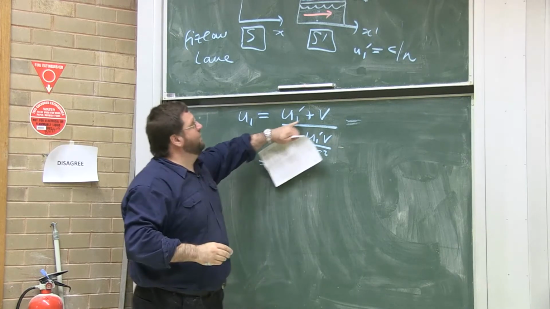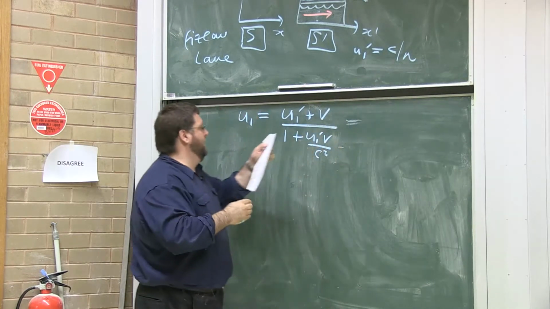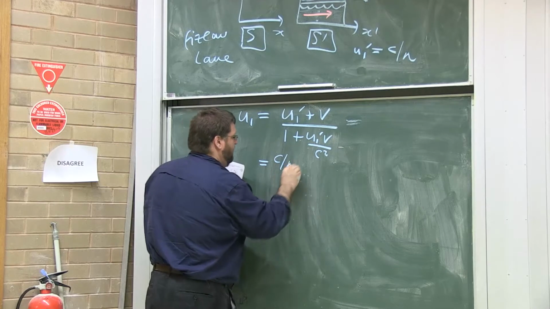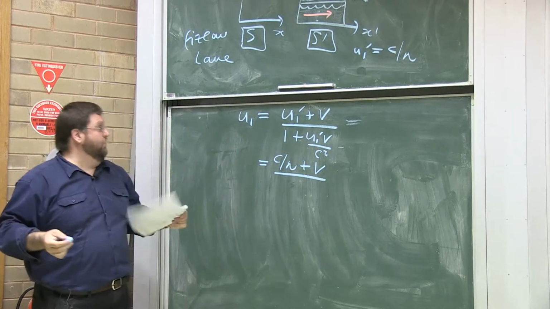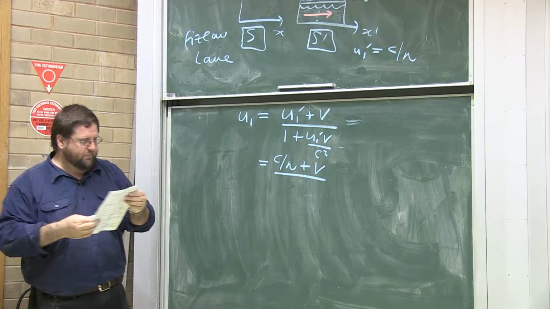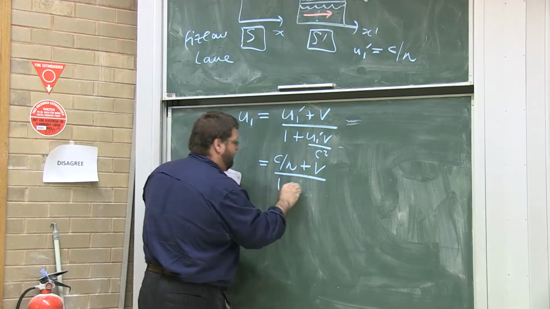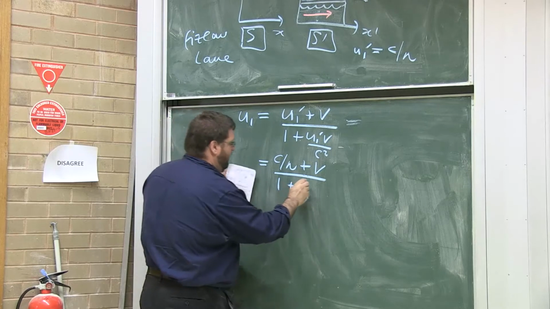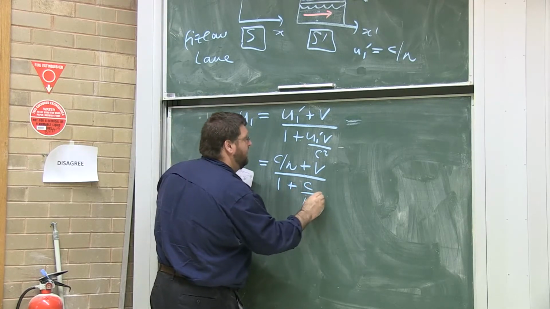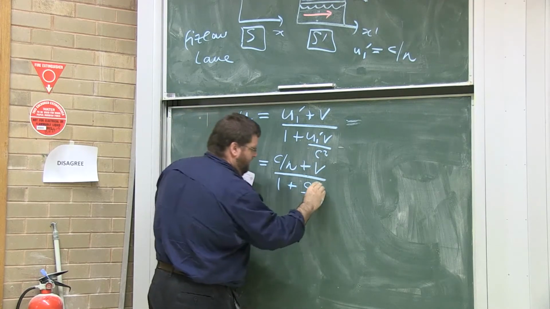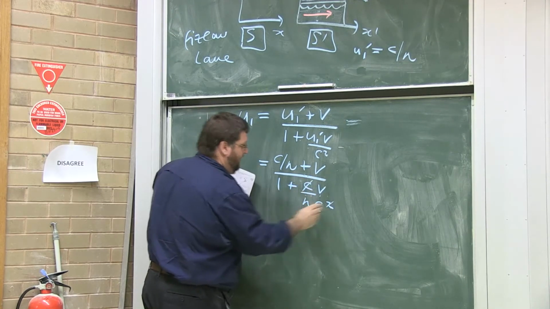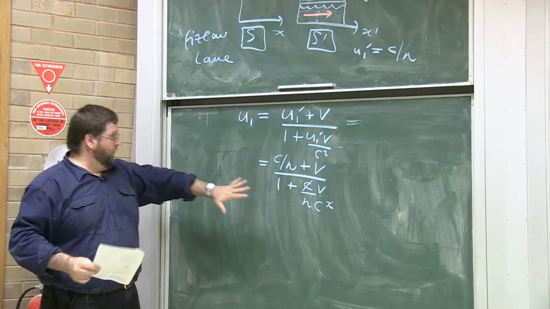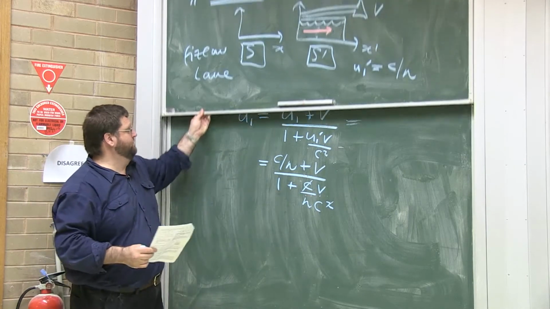u1 prime, as I mentioned earlier, is c on n. v is just the boost velocity, the magnitude of the vector v. And then we have 1 plus the product of u1 prime, which is c on n, times v, divided by c squared, and one of these c's will cancel. So we want to push this result further.